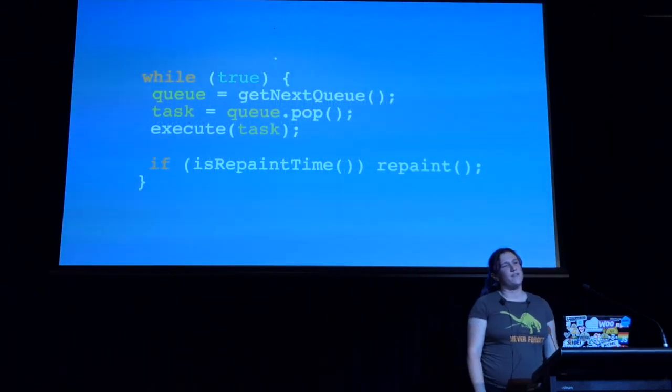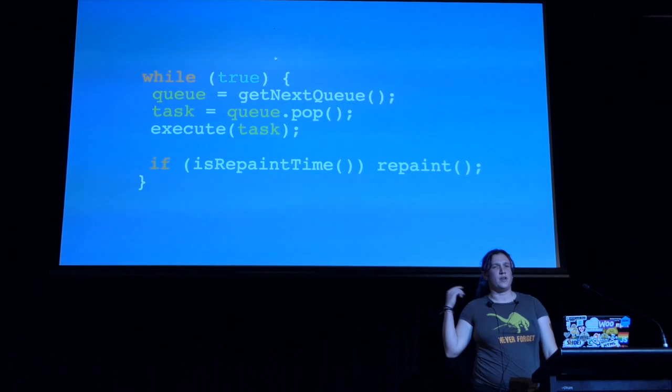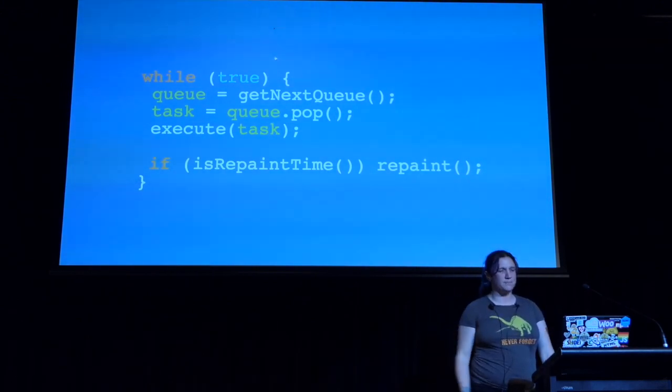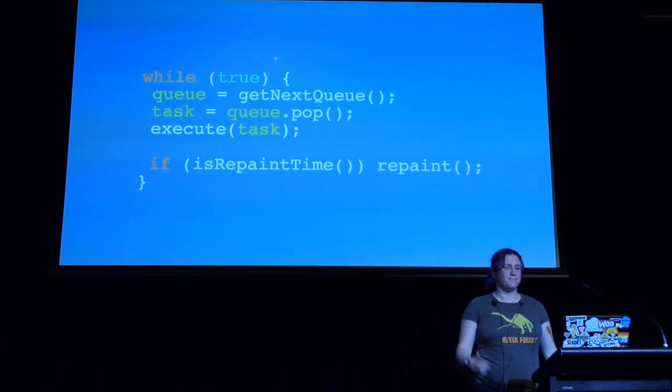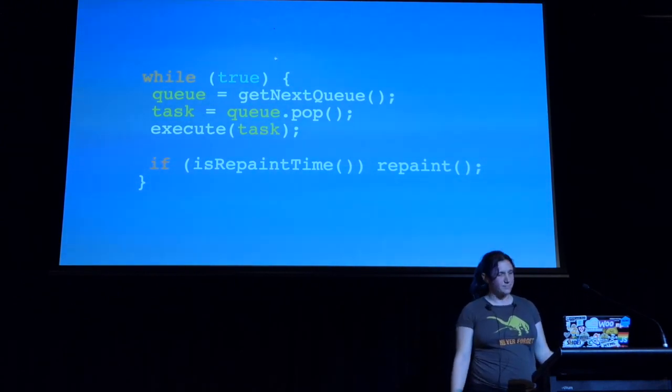So now, our event loop looks like this. It's still an infinite loop running forever. We're going to choose a queue first now. And once we pick the queue, we're going to pull a task off that queue, and we're going to run that task. And then, if we're ready to repaint, we'll repaint. Cool?